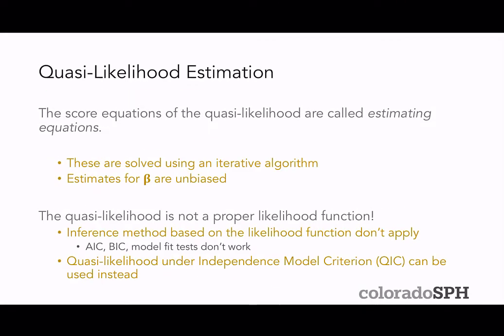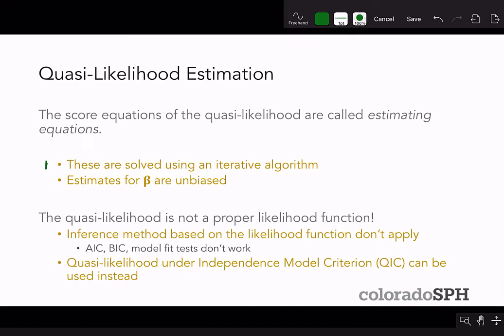The score equations of the quasi-likelihood that I provided in the previous slide are called estimating equations. These are typically solved using an iterative algorithm, something like iteratively weighted least squares. And there is asymptotic large sample theory to show that estimates for beta are unbiased as your sample size goes to infinity. However, as I referred to before, the quasi-likelihood is not a true likelihood function, and for that reason, inference is a little bit different in GEEs than it would be in GLMs. So inference methods based on the likelihood function don't apply.